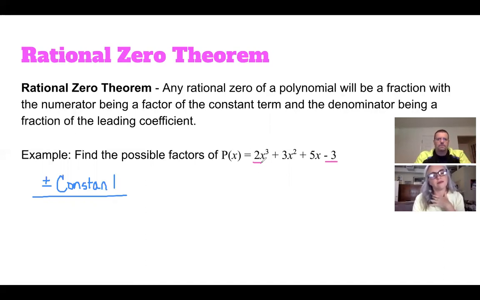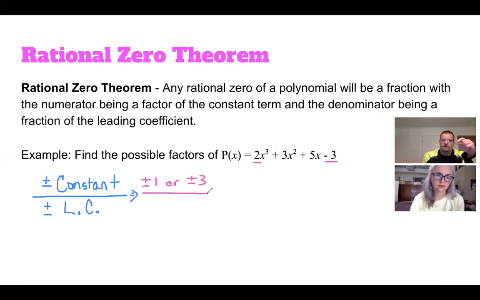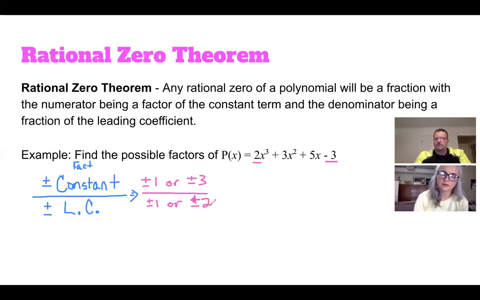1 and 3. But I also could get their negatives, right? So in the numerator, I really only need to worry about plus or minus 1 or plus or minus 3. Those are the only candidates I'm going to worry about for the numerator. And then in the denominator, I'm going to take the factors of the leading coefficient, which are plus or minus 1 or plus or minus 2. So I just want to rank those out.